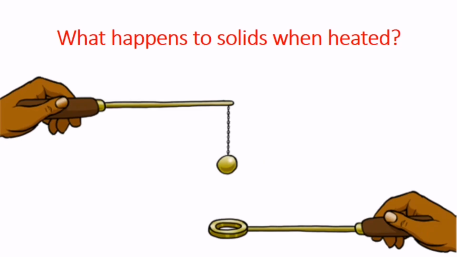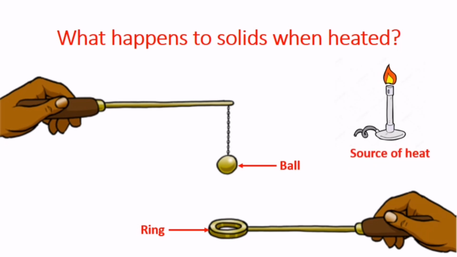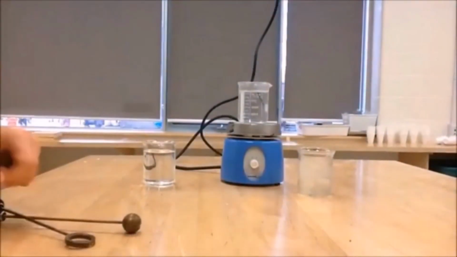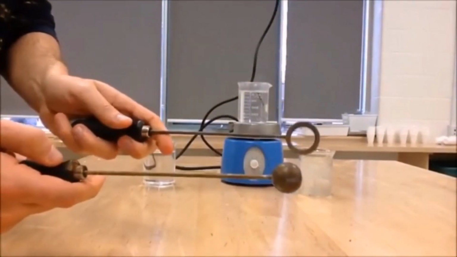So we saw what happens to gases when heated and what happens to liquids. Let's see what happens to solids when heated. So of course we need a solid to make this experiment. We need a ball and we need a ring. And this ball fits perfectly into the ring. Of course, we also need a source of heat to make this experiment. So let's begin our experiment.